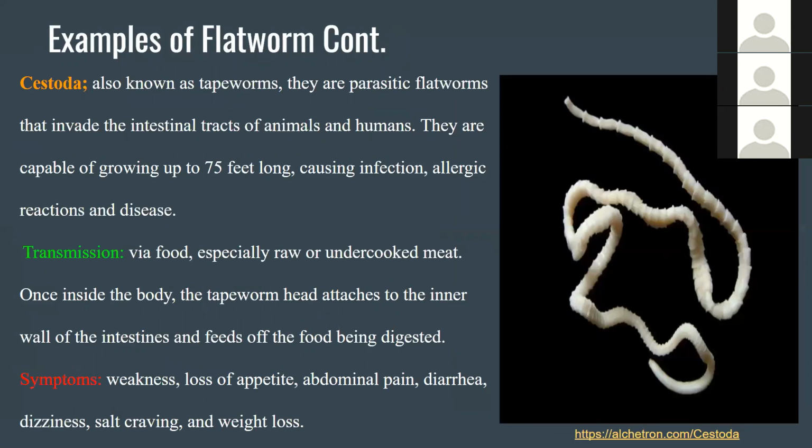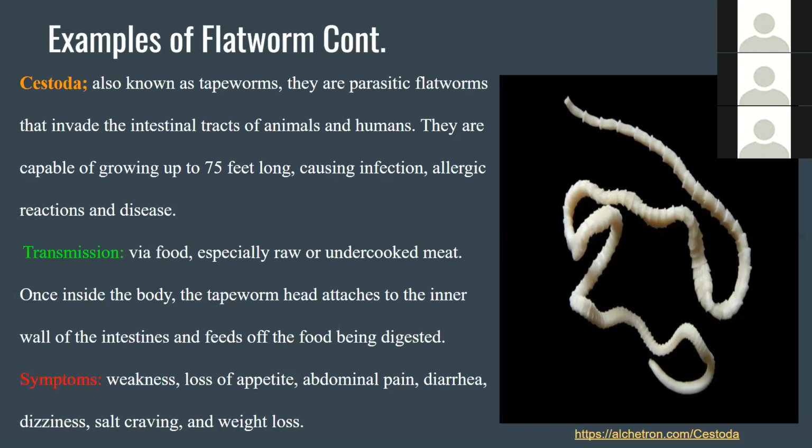Here we get to the second example, which is the Cestoda. It is also known as the tapeworms. They are parasitic flatworms that invade the intestinal tracts of animals and humans. They are capable of growing up to 75 feet long, causing infections, allergic reactions, and disease. They get transmitted into our bodies via food, especially when the meat is undercooked or raw.